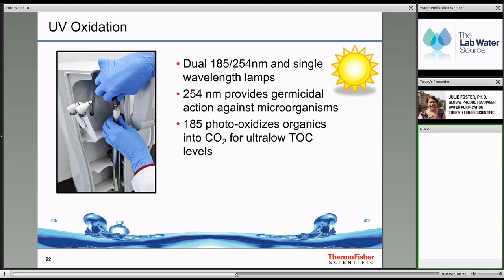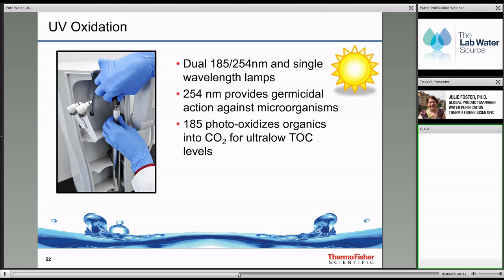UV oxidation is the technology that is responsible for bacteria control and the oxidation of organics in water. Typically, in a type 1 water system, that UV lamp is going to have 2 wavelengths. It's called a dual wavelength lamp. It's 185 and 254 nanometers. The first wavelength is responsible for the photochemical oxidation of the organic impurities in the water.